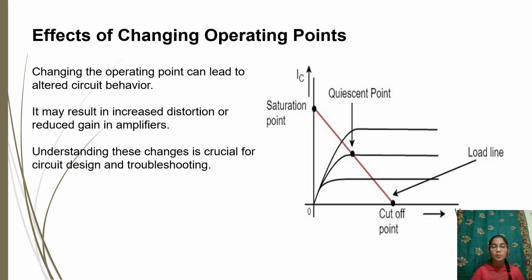It is a must that the operating point should be in the middle, that is forward bias. If the operating point goes to saturation region, it doesn't give distortionless output. If the operating point moves to cutoff region, it also gives the distortion output.